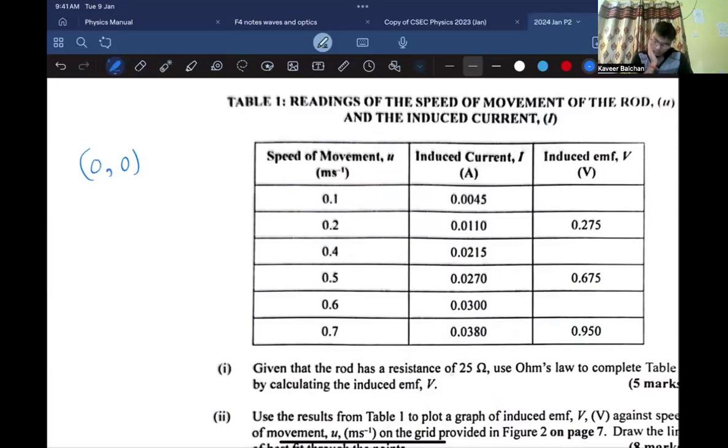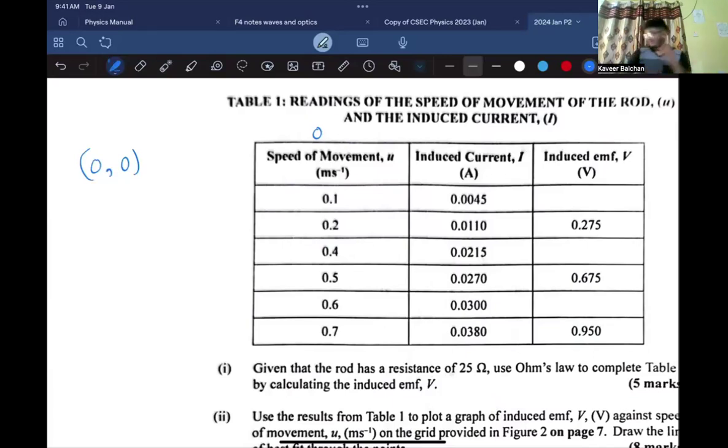Yes, sir. So if the speed is 0, what does that mean? Are we moving the rod? No, sir. And if you're not moving the rod, will you get a voltage? Nope. You need to move the rod to get a voltage. And the greater the speed is, the higher the voltage.